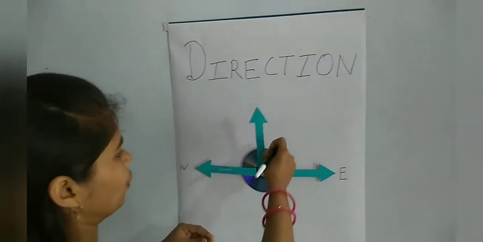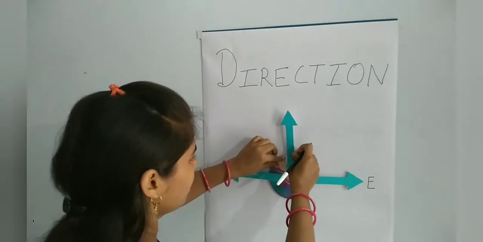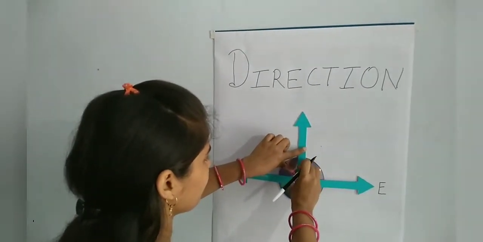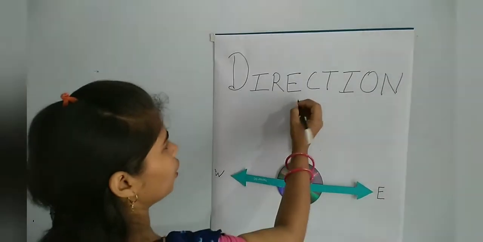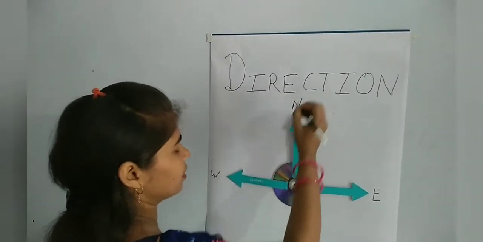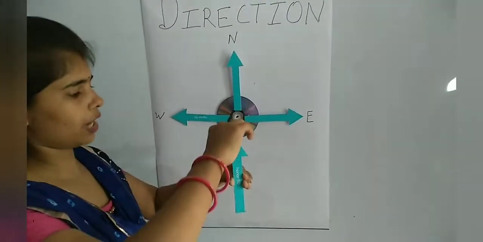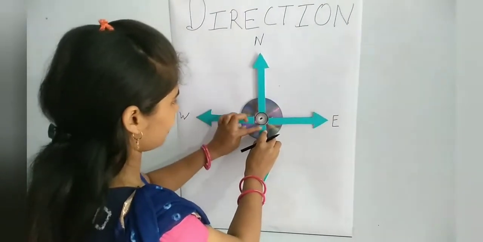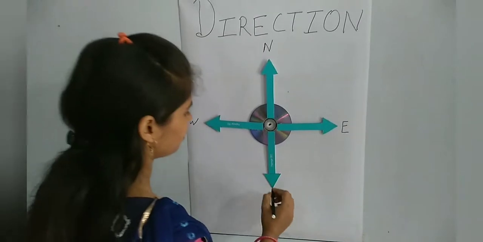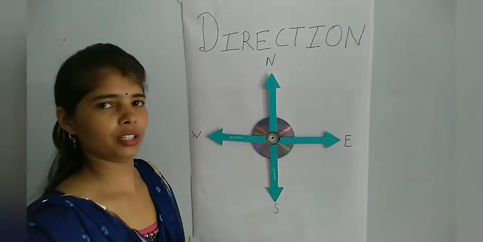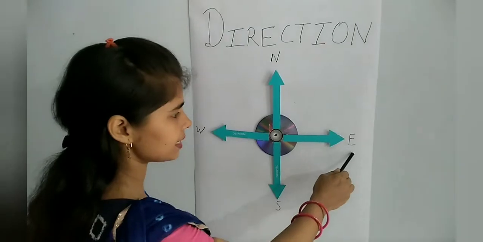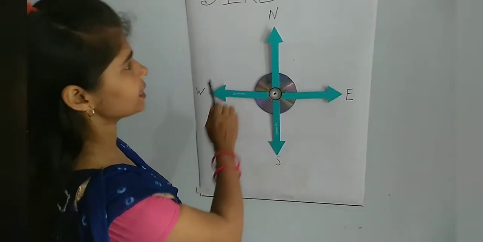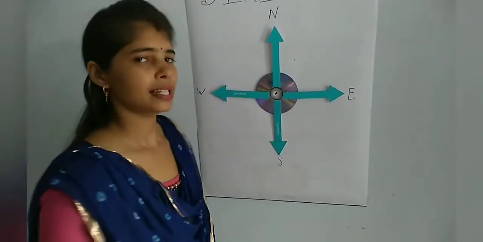Then we will take the third arrow and we will paste this arrow above, and this is your north direction. And then we will take the fourth arrow and we will paste it down, and this is your south direction. Is it clear? This is east, west, north and south.